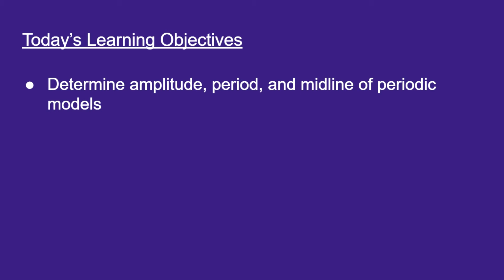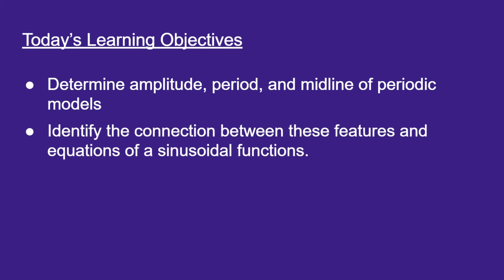Remember, periodic models are those things like the Ferris wheel and other examples of periodic behavior, things which repeat themselves. Once we're done with that, we're going to identify the connection between those features of amplitude, period, and midline. And we're going to connect that with the equations of what we call sinusoidal functions. Now, sinusoidal functions are just any functions of the form sine or cosine.